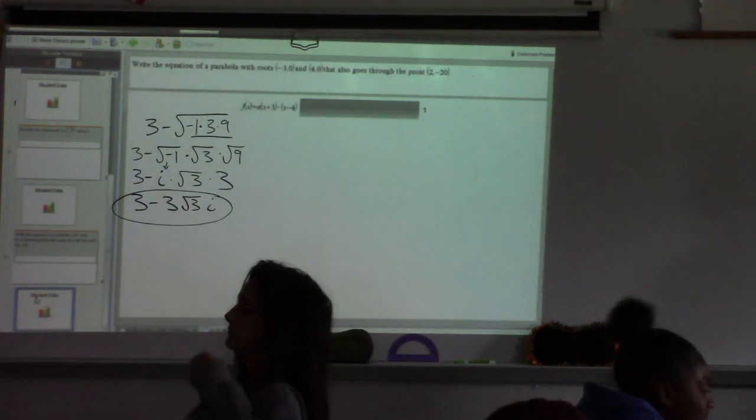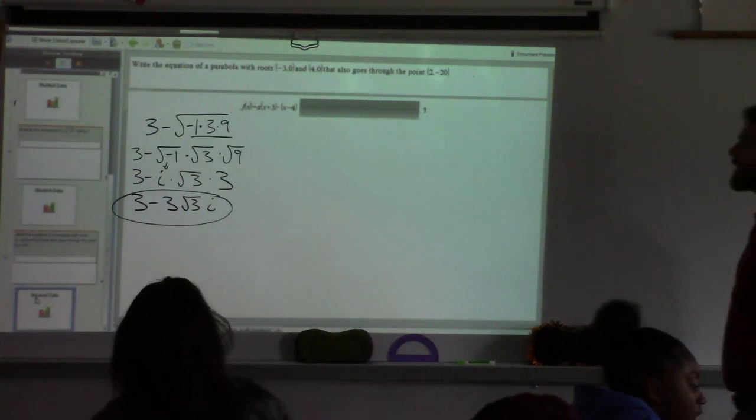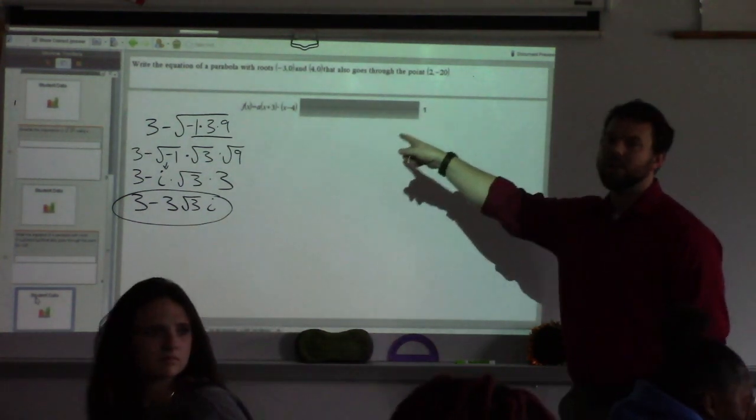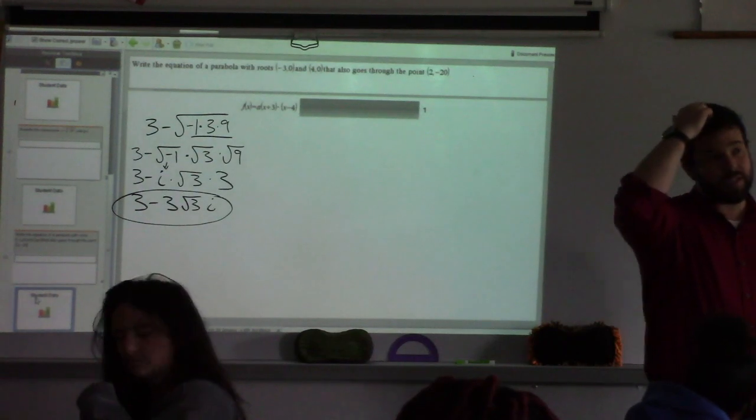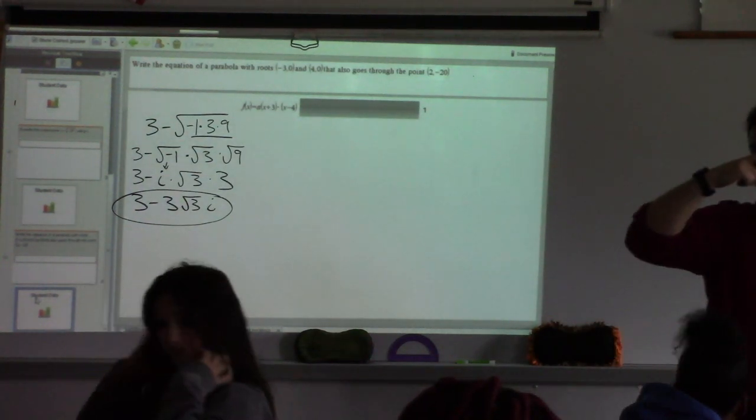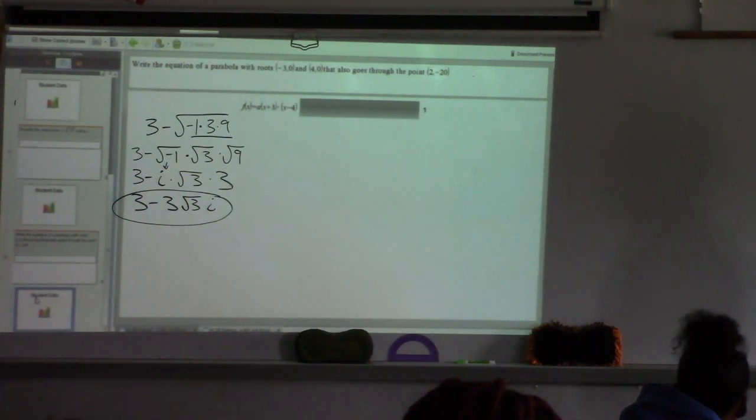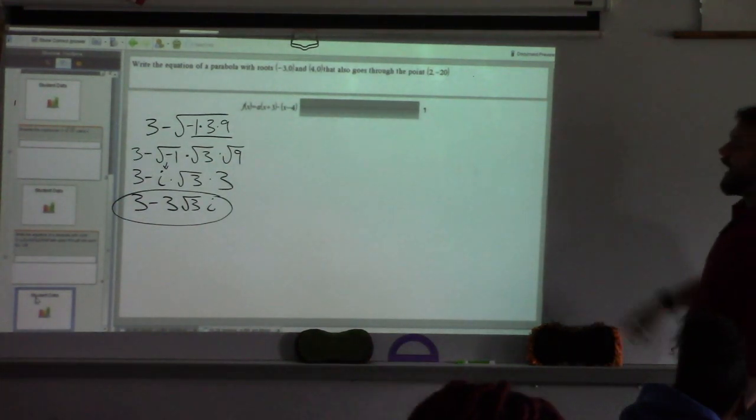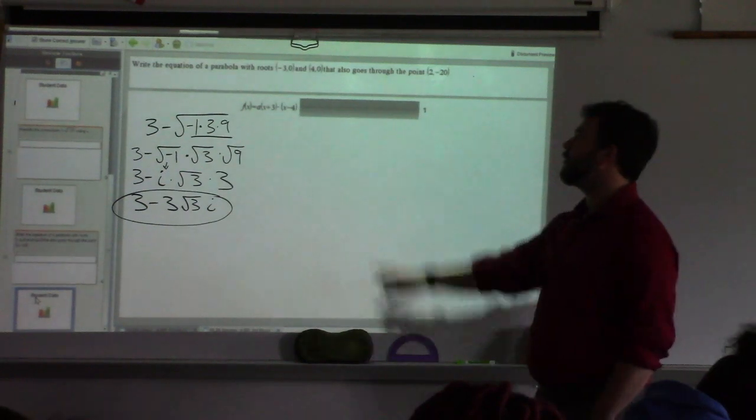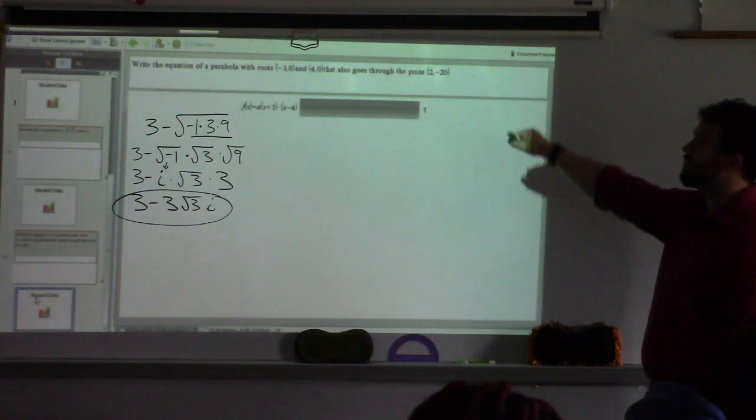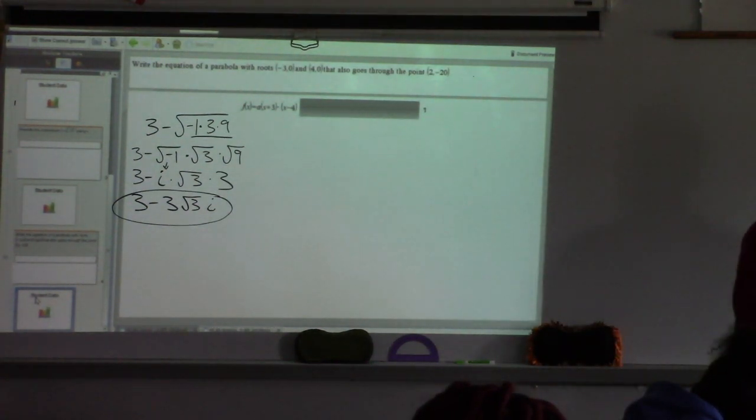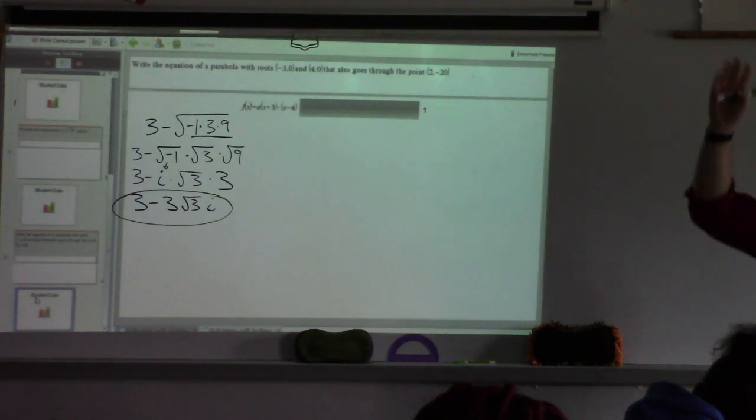I need everyone's attention on this, okay? This skill right here will factor into your ability to work through today's lesson. So we all need to have our attention on this. I asked you to write the equation of a parabola with those roots that also goes through this point. What should we immediately think about?